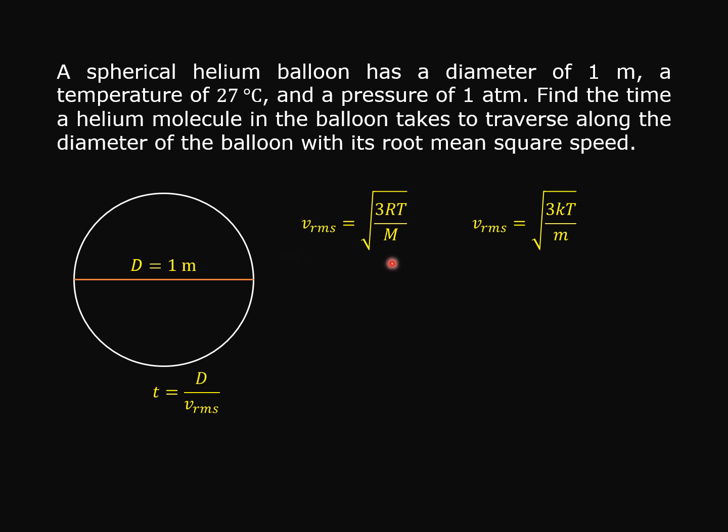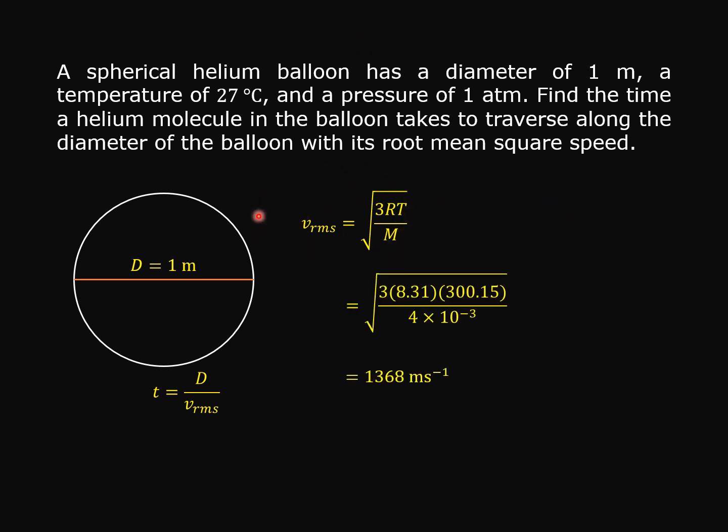Now we can easily recall that the molar mass of helium is 4 grams. With this information, of course, we can also find the mass of a single molecule. But now we choose the easier path, since we can directly recall that the molar mass of helium is 4 grams, so we choose to use this first formula.